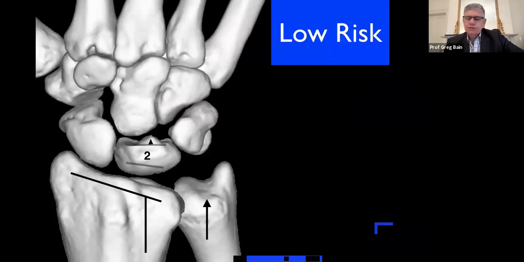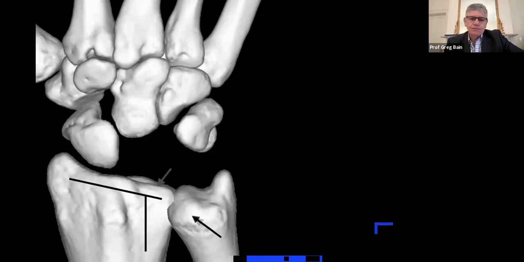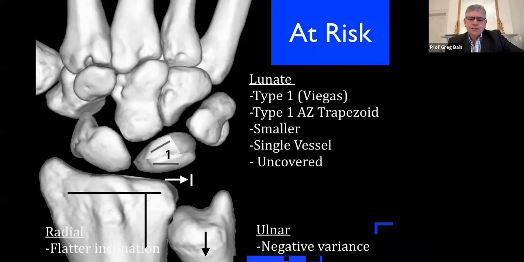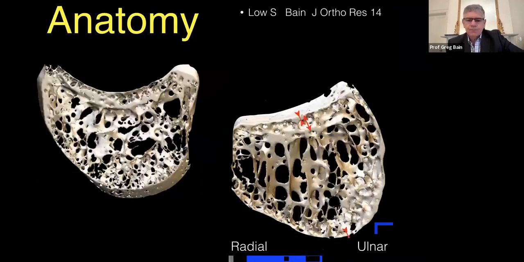So most residents would be aware that there's a number of factors that predispose to patients with Kienbock's disease. So this would include a patient with a negative ulnar variance, a small lunate, a type 1 lunate as described by Steve Vegas, and often it's what we would call uncovered. So we can see this aspect of the lunate is articulating with the radius, but this entire aspect here is not covered on the radius. So we think that's an important factor. And there's some variability about the inclination of the radius, which is described in the literature.